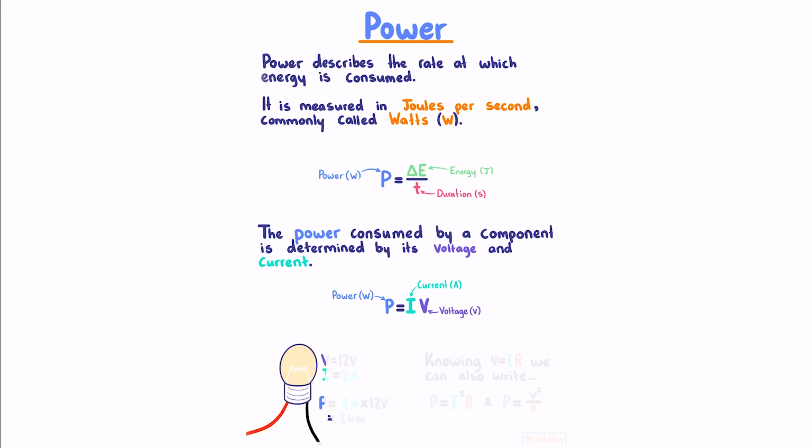So if we have a bulb with a voltage of 12 and a current of 2, our power is just these multiplied together, which gives us 24 watts. And now, as an aside, knowing Ohm's law, V equals IR, we can substitute this into our equation here, allowing us to also write that P is I squared R, and that P is equal to V squared over R. These equations aren't given to you in the exam, so you'll either need to remember them or know the small amount of algebra to substitute this into this.